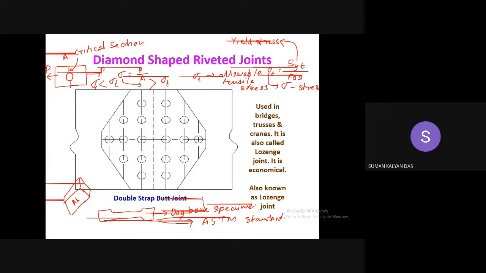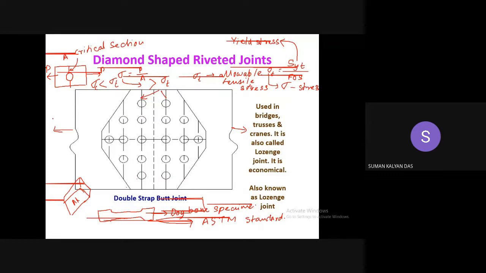Now, in this particular diamond joint, normally when we apply this tensile loading to the plates, we see the maximum load is taken by the rivets which are near the butt line. That means this row, as well as this row, both are same. So if I consider one side, this row of rivet takes the maximum strength. Although ideally all the rivets should be identically loaded.